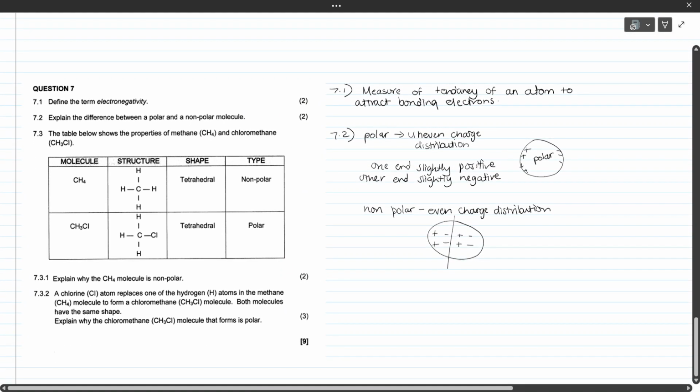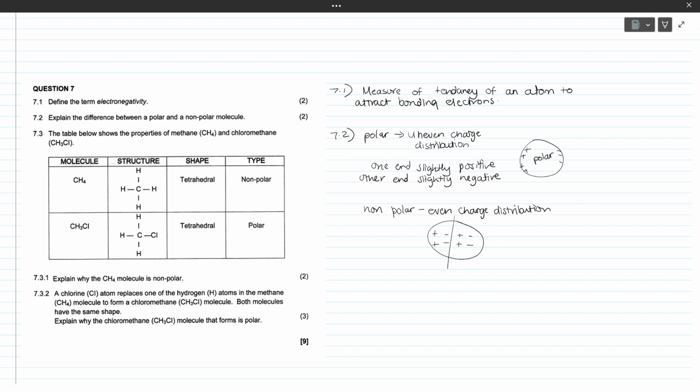The 7.3, you've got a table below that shows the properties of methane, which is CH4, and chloromethane, which is CH3Cl. Okay, so they're giving you a table, they're giving you the molecular formula, the structure of what it looks like, the shape, and the type of molecule. So you can see that CH4 is non-polar, while CH3Cl is polar. And they want you to firstly explain why CH4 is a non-polar molecule.